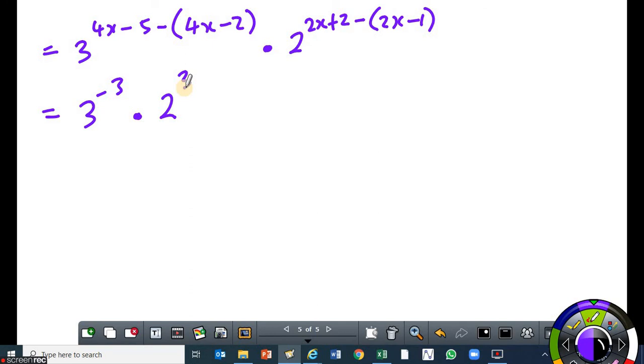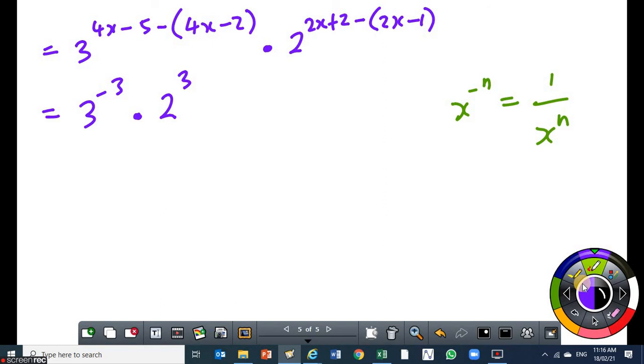We are not done. The question says simplify. To simplify here, because we have a negative exponent, we have to convert it to a positive exponent using definition number 3. This one here: x to the power of minus n is equal to 1 over x to the n. That's definition number 3, based on what we did on Tuesday. Okay?